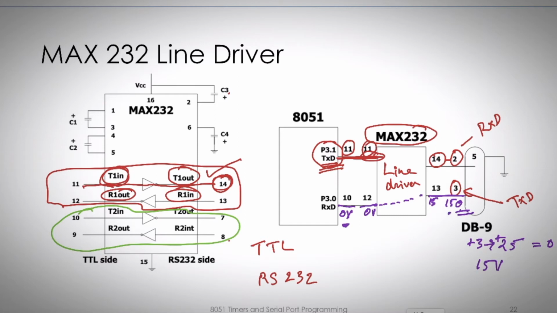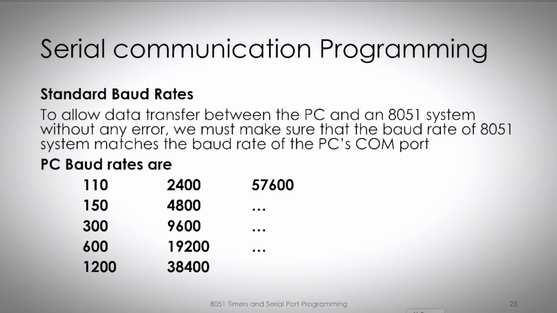Okay, so this is how the MAX232 IC is working when it is used in between 8051 and a computer to communicate through RS232 protocol. This is about the MAX232 line driver IC. Okay. Now we will go through the next important thing before doing the programming.